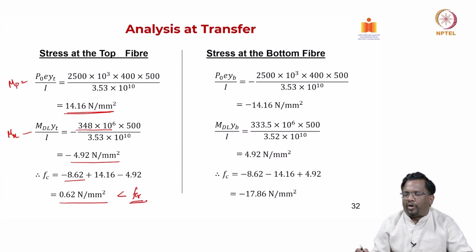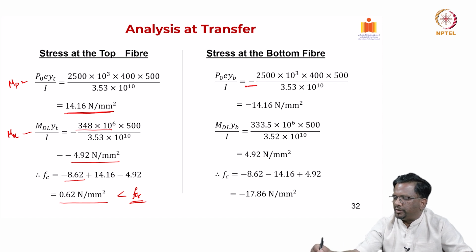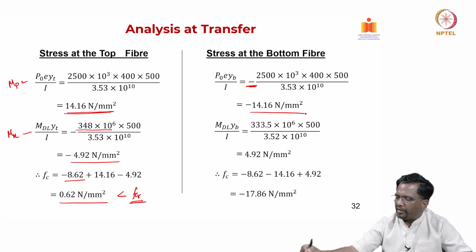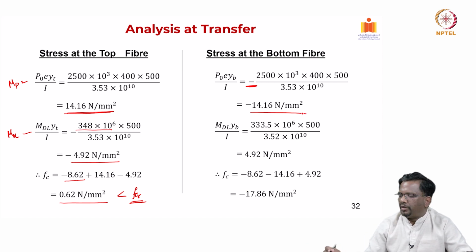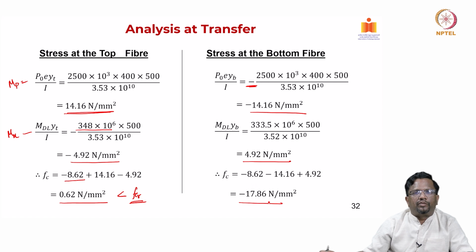Now, stress at the bottom, when you look at it again, the pre-stressing force is going to create compression, again it is going to be minus 14.16, but the load is going to create plus 4.92, and when I add all of them, the net is still in compression at negative 17.86.